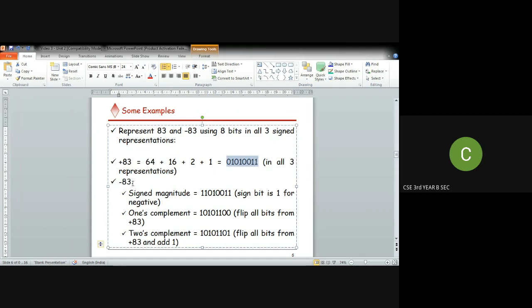In order to represent negative 83, which means minus 83, using the signed magnitude, we have to make the last bit 1, which means this bit is made 1 in order to represent the negative number by the signed magnitude method. For the ones complement method, we have to convert all the zeros to ones and ones to zeros. So this is for representing minus 83 in the ones complement method.